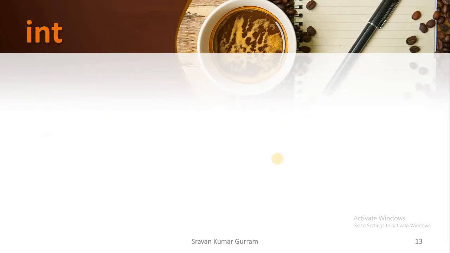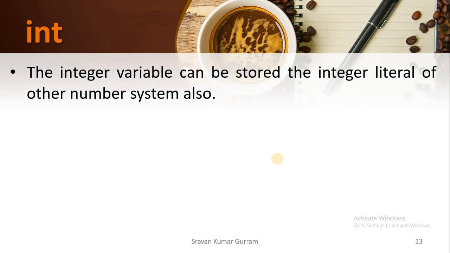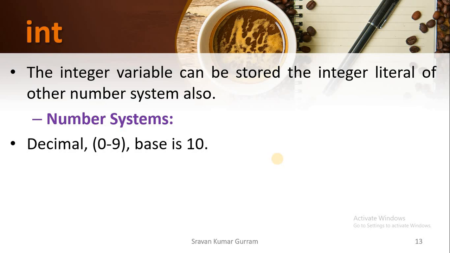If you want to understand the reason for that program, we need to know some points. The integer variable can store the integer literal of other number systems also. We have 4 number systems. First one is decimal number system. What are the numbers we are using in our daily life? Those numbers belong to the decimal number system. In the decimal number system, we use 10 different digits. Those are 0, 1, 2, 3 up to 9. 10 different digits. That is the reason the base value of the decimal number system is 10.